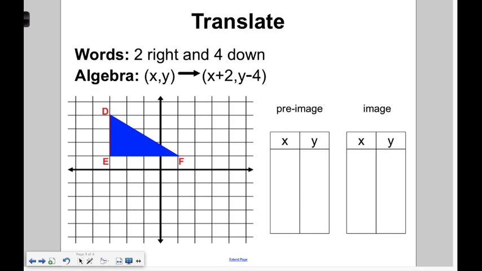Okay, so let's take a look at what's happening here. I'm going to take my shape and I'm going to move it. Now this tells me to move 2 to the right. So that's 1 to the right, 2 to the right. Then it's telling me to move 4 down. So I'm going to go down 1 unit, 2 units, 3 units, 4 units.